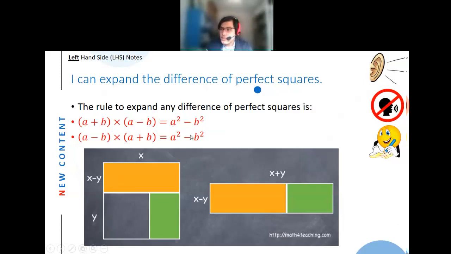The first one you can see there is if you got (a plus b) in brackets multiplied by (a minus b), you would get a squared minus b squared. And that would explain why we call it difference of perfect squares, right? Because you got a squared subtract b squared. You got two perfect squares and they subtract each other. So whenever you see (a plus b) multiplied by (a minus b), you get a squared minus b squared. And also if you see (a minus b) multiplied by (a plus b), you would also have a squared minus b squared as well.